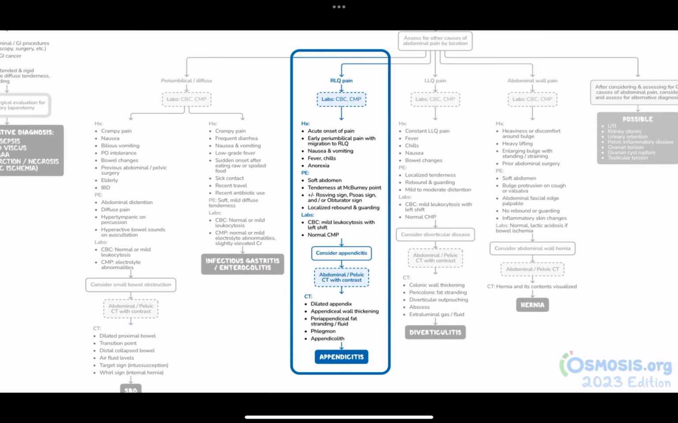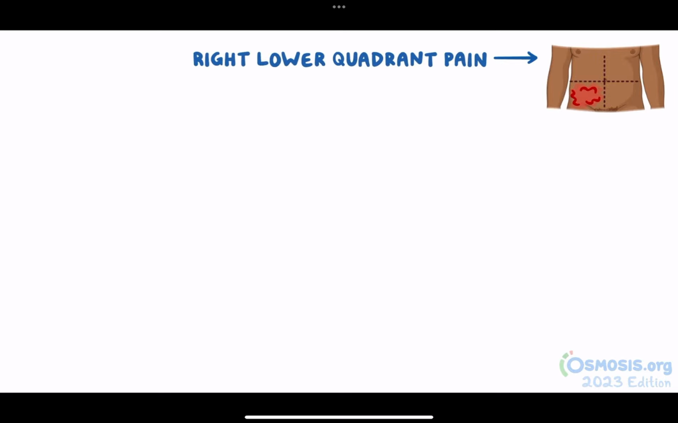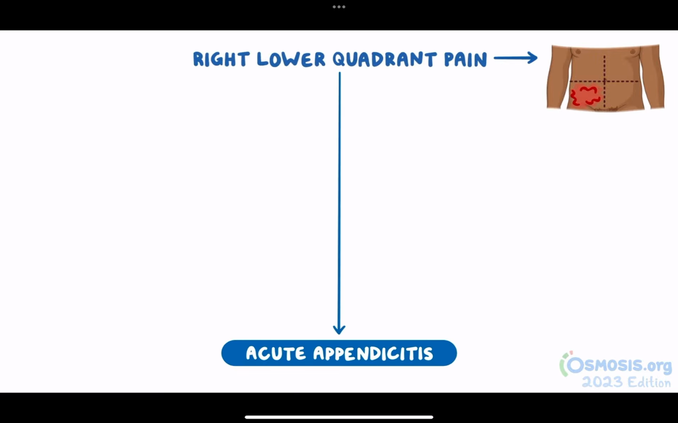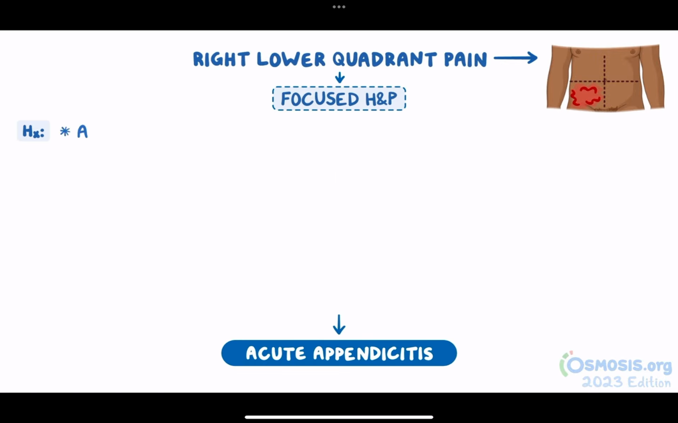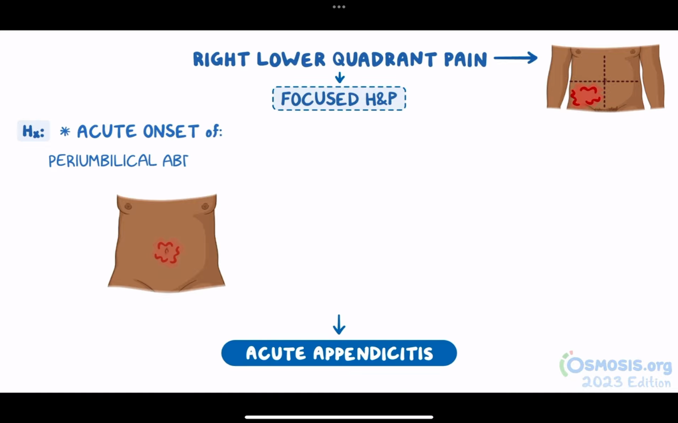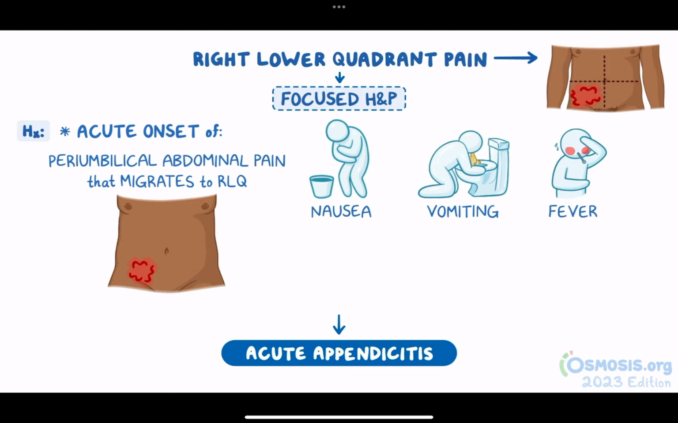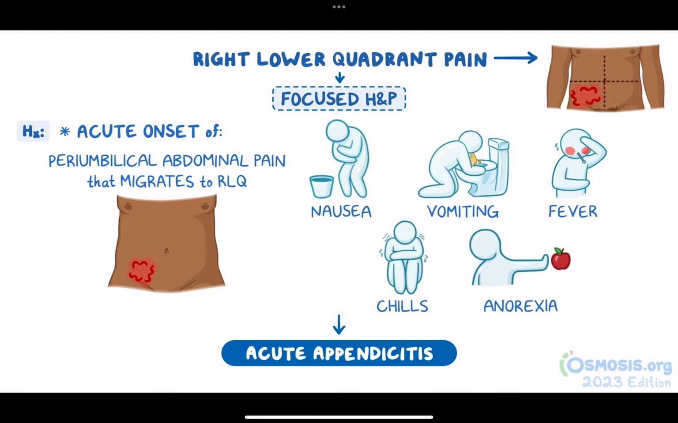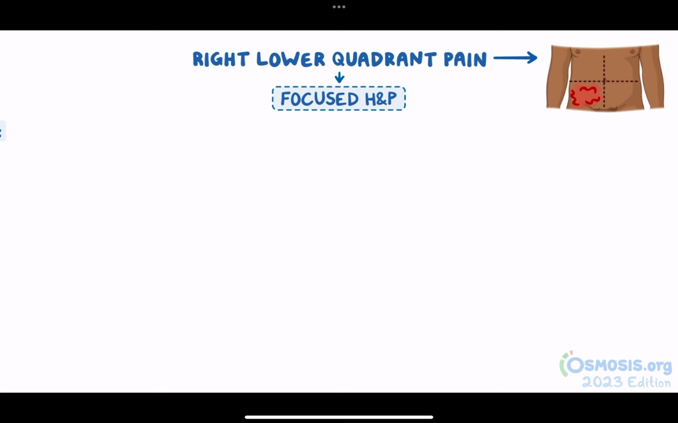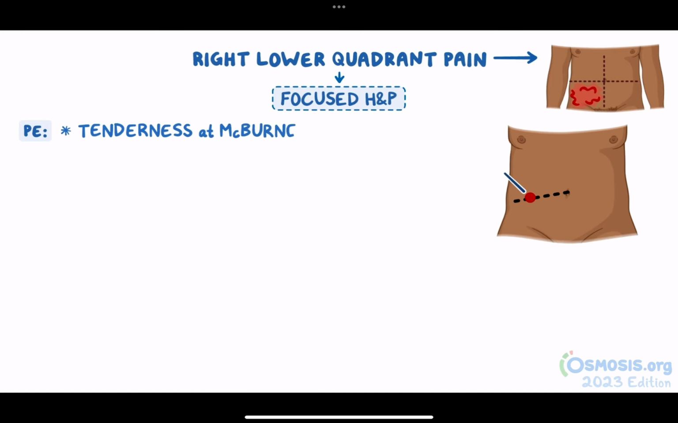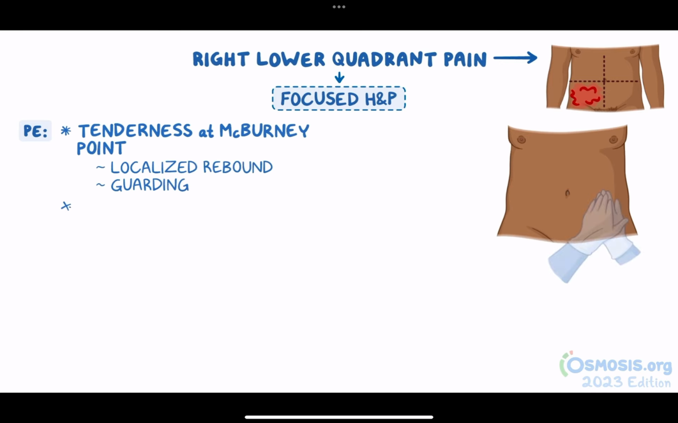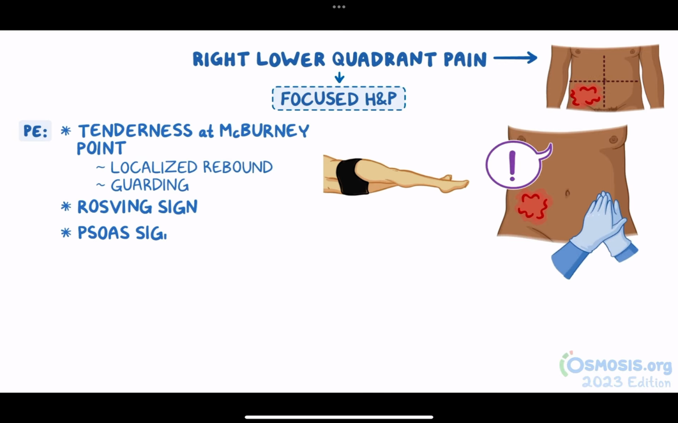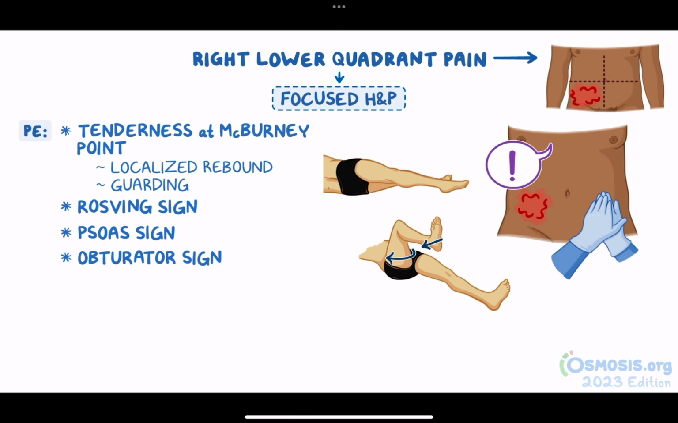Next up, let's talk about right lower quadrant pain, which is often caused by acute appendicitis. Patients may report an acute onset of periumbilical abdominal pain that migrated to the right lower quadrant with associated nausea, vomiting, fever, chills, and anorexia. The exam might reveal tenderness at McBurney point with localized rebound and guarding. Be sure to check for the Rovsing sign, Psoas sign, or obturator sign as well.